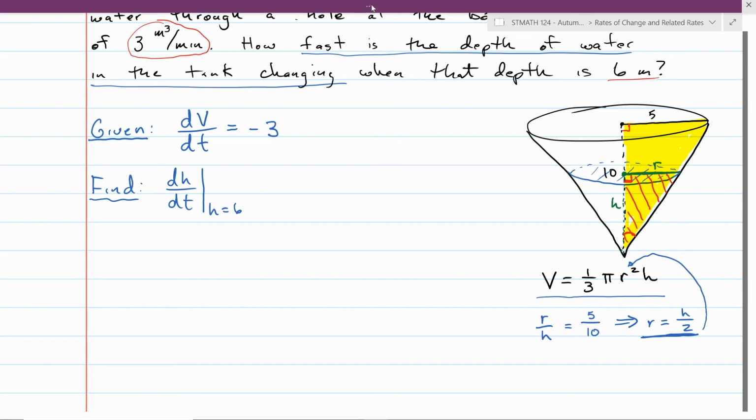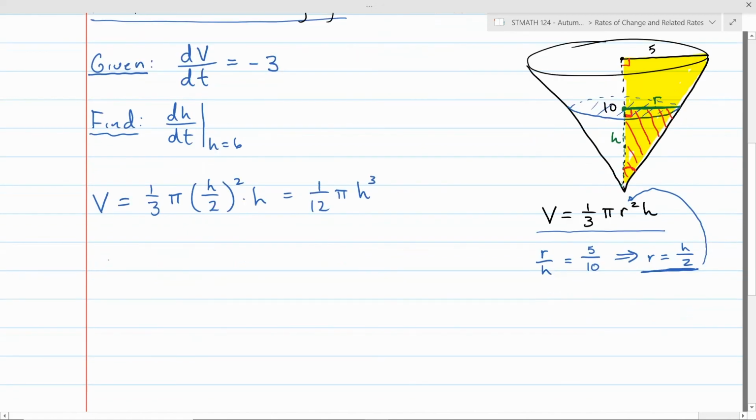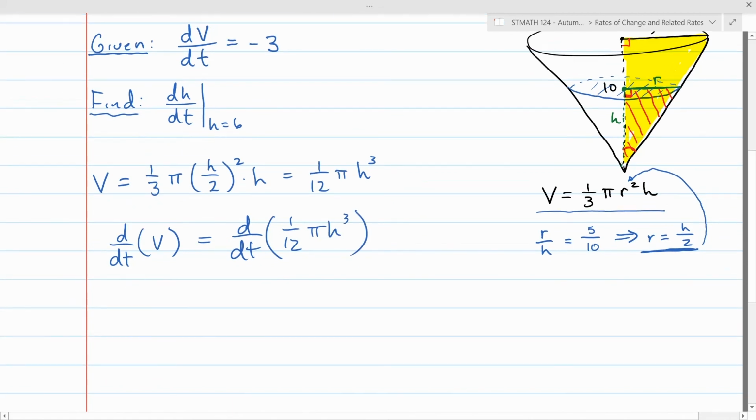So with that in mind, we have V is 1/3 pi, and then H over 2 squared times H. Let me simplify that down: I'll have a 1/4 times a 1/3, so I'll have 1/12 pi H cubed. Now I can take the derivative of both sides with respect to t, remembering that all the variables V and H are functions of time. On the left-hand side, the derivative of V with respect to t is just dV/dt. On the right-hand side, I'll bring the 3 down, so I get 1/4 pi H squared, but then H is a function, so I have to multiply times dH/dt.